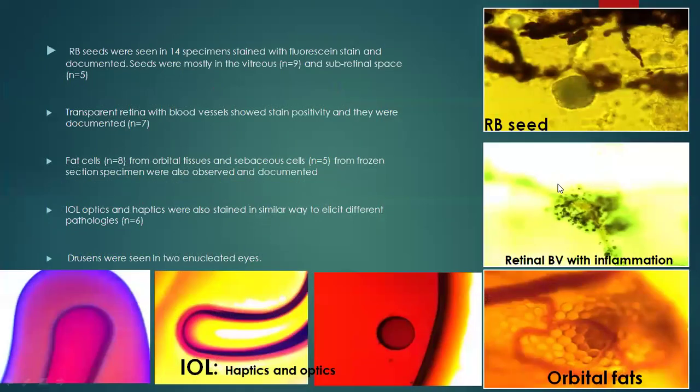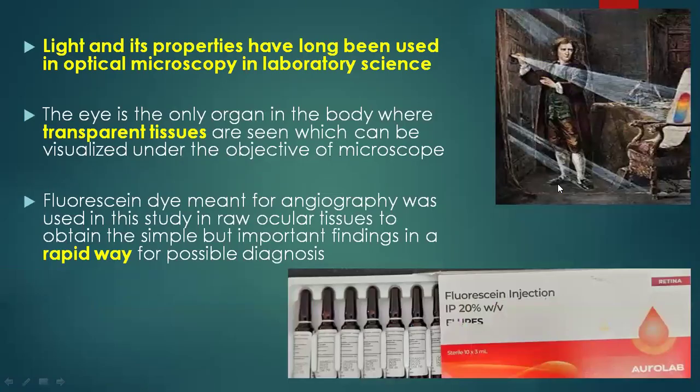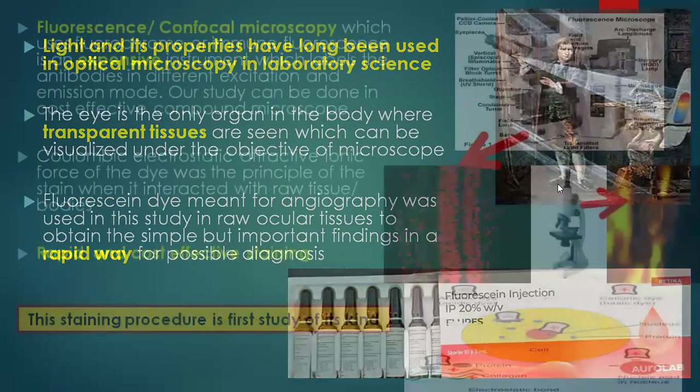You can well appreciate the RBCs, retinal blood vessels, in end-on view, with inflammation in a sympathetic ophthalmia case, orbital fleurettes, and the haptic and optic of an IOL were seen. As we know from our generations of use of light, Newton propounded light and its properties for various purposes and gave various theories related to light. The transparent tissue and the fluorescent dye is a rapid and cost-effective way.